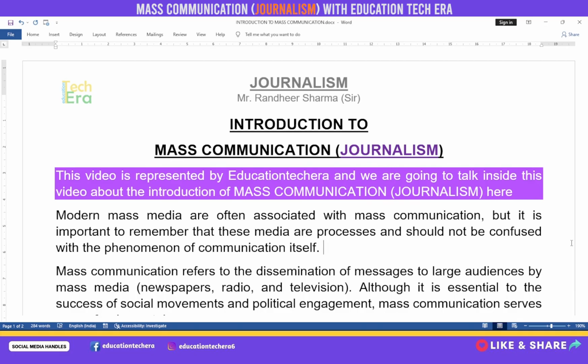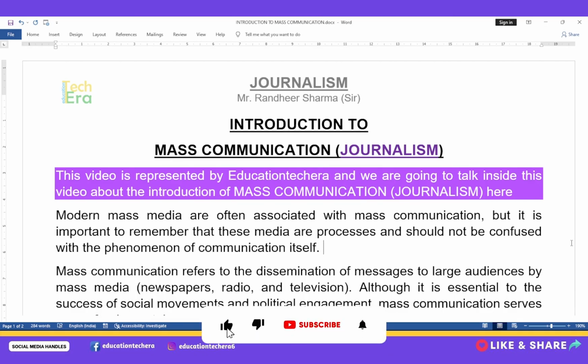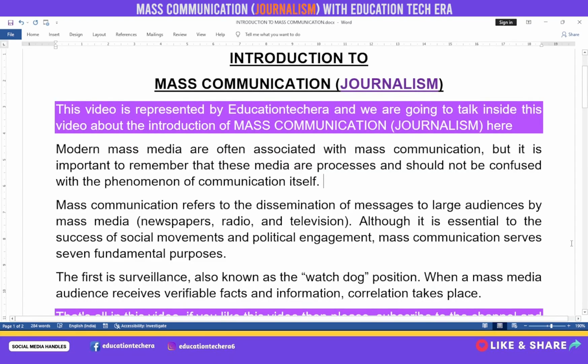Mass communication refers to the dissemination of messages to a large audience by the mass media: newspaper, radio, and television. Although it is essential to the success of social movements and political engagement, mass communication serves seven fundamental purposes.